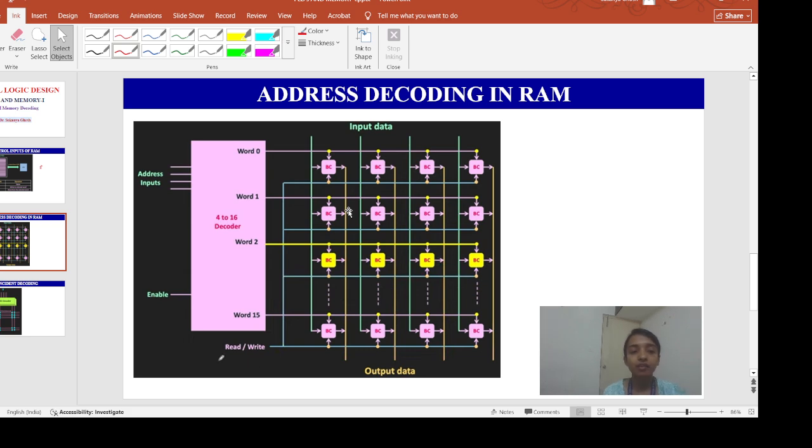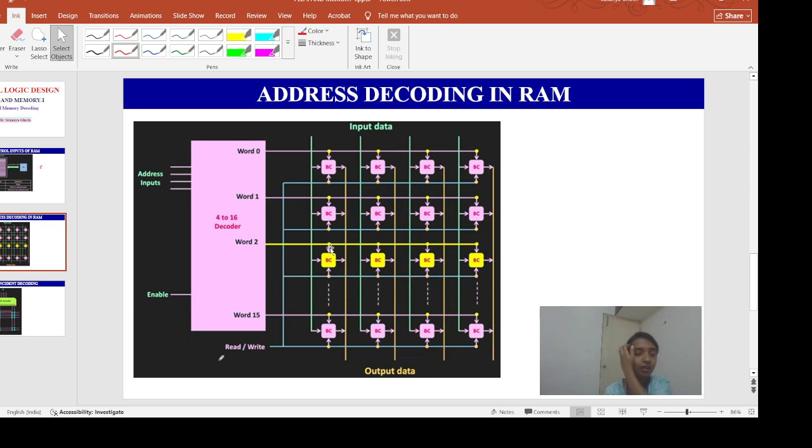The binary cells in the same column share the same input and output lines. The read-write signal is applied to all these binary cells.